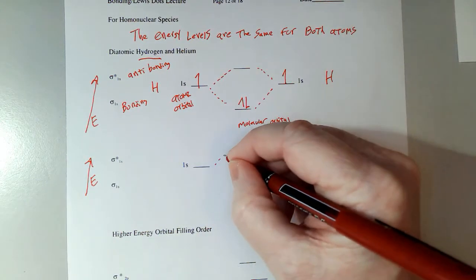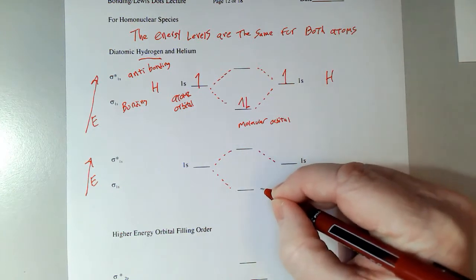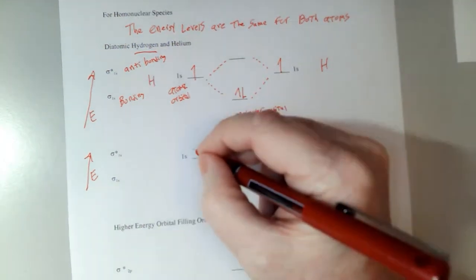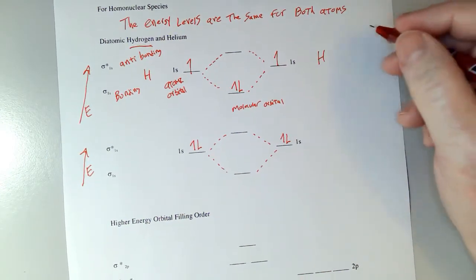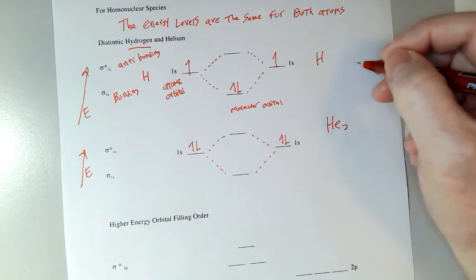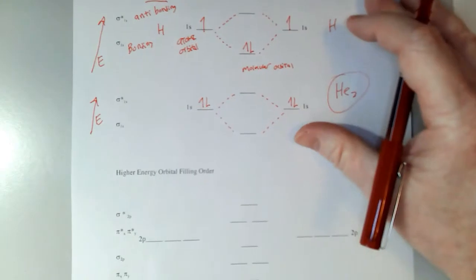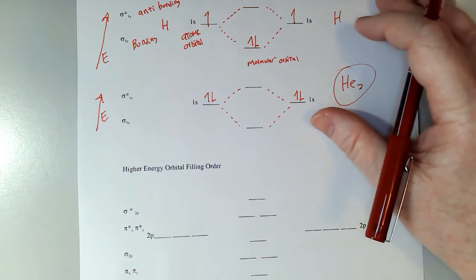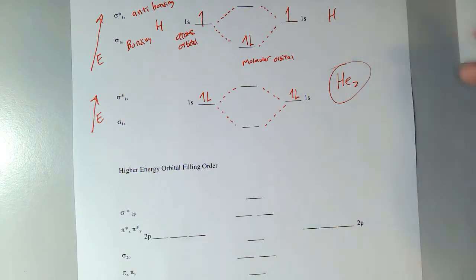Now, we can also do the same thing for helium. Each helium comes in with two electrons, and I'm talking about diatomic helium, He2. And your first thought is, Morgan has really gone overboard. Diatomic helium doesn't exist. Yes, you're correct, and I'm about to show you why.